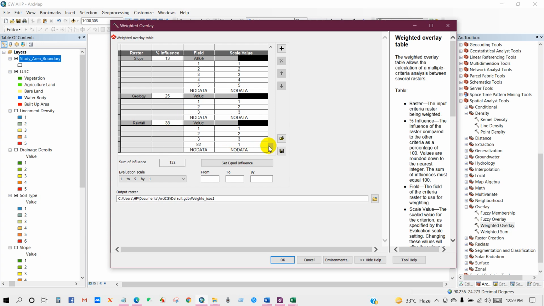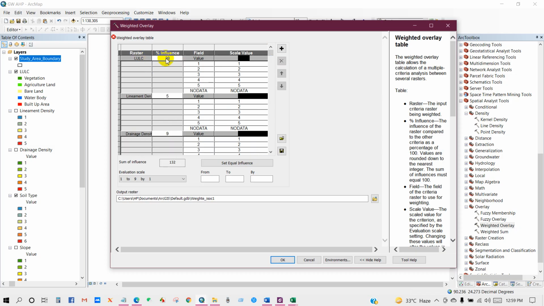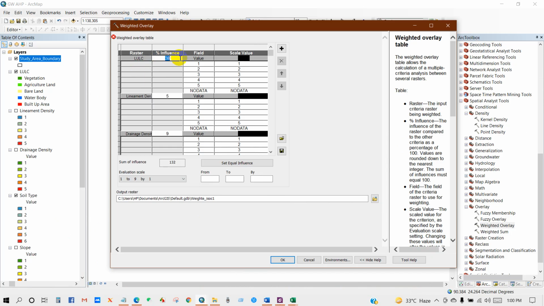Maybe there was a mistake. I mean, LULC, it is 6, yeah, and sum of influence must be 100. Yeah. So I have added the weight value here, and evaluation scale that will be 1 to 5, 5 to 1 for my case. Here you can see the scale value 1 to 5.